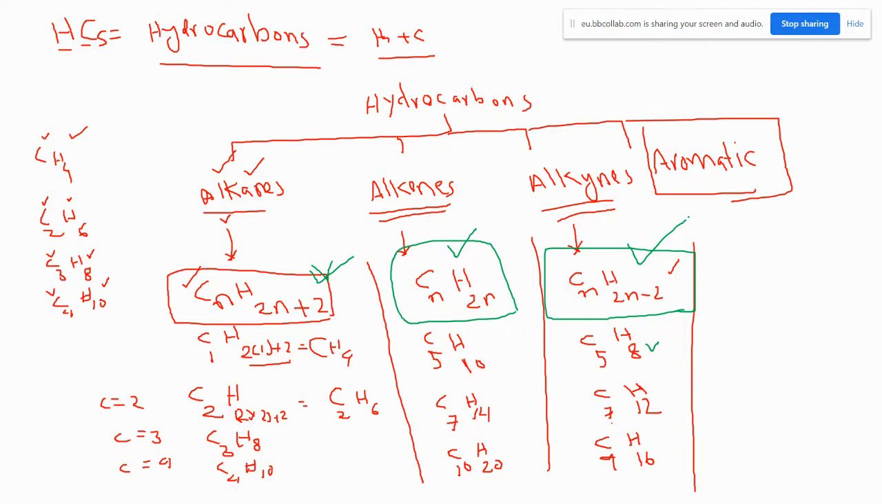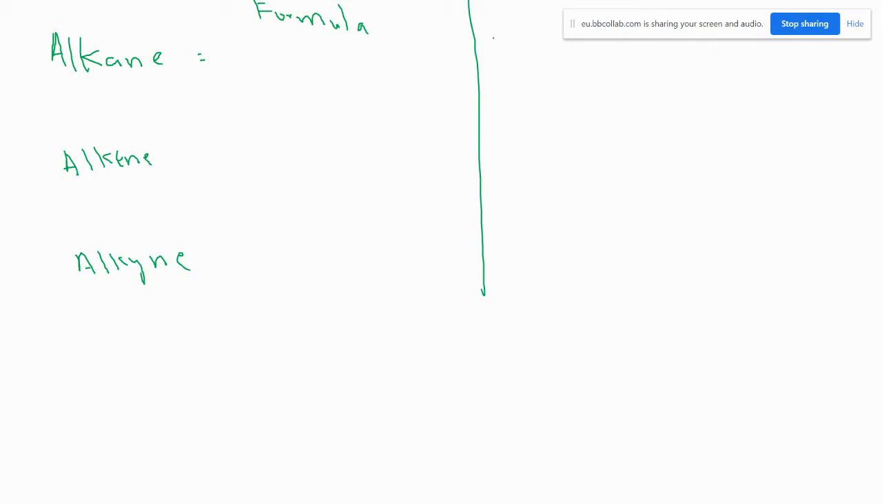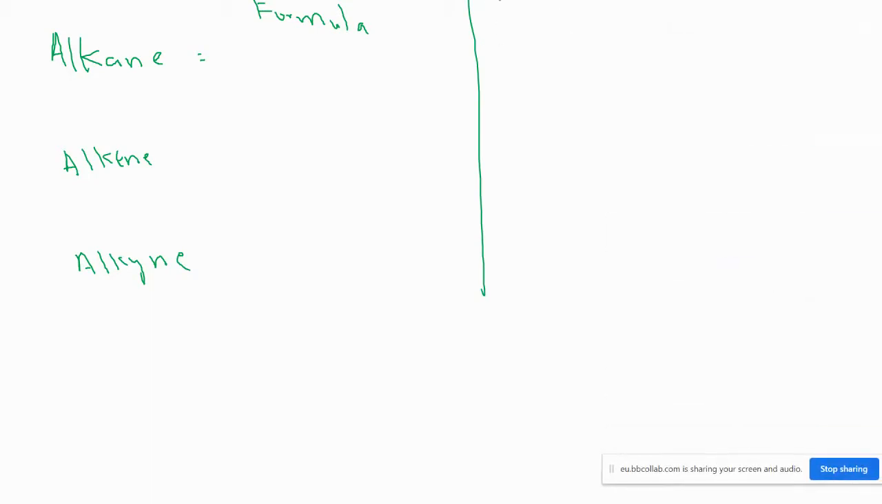If the formula is given to you, or the structure is given, it's very easy to find whether it is alkane, alkene, or alkyne. First is the formula, and the second thing is the structure. Structure means the structural formula. So there are two things you can use to distinguish between alkane, alkene, or alkyne.